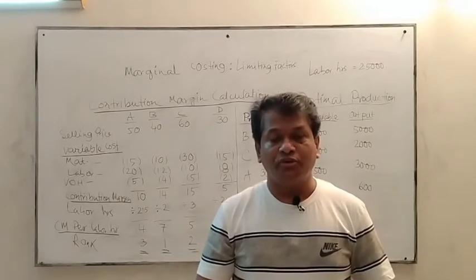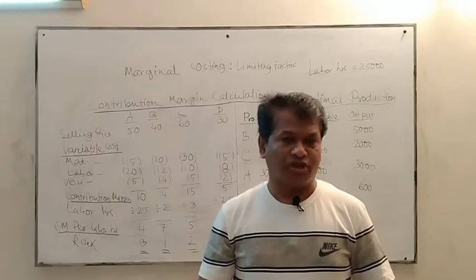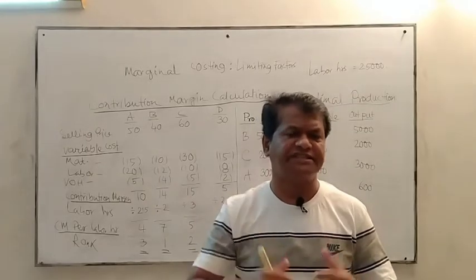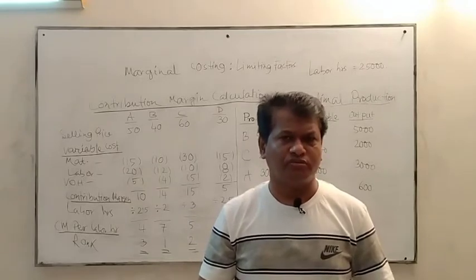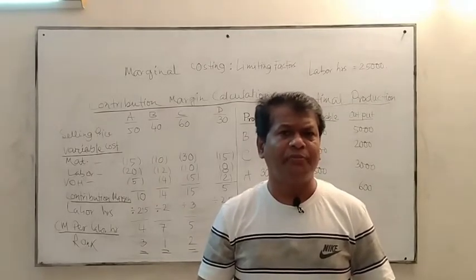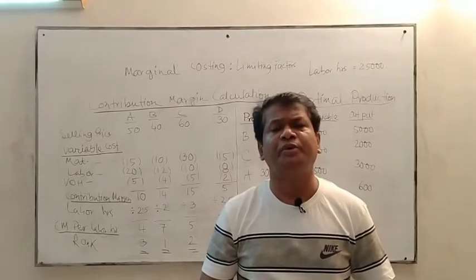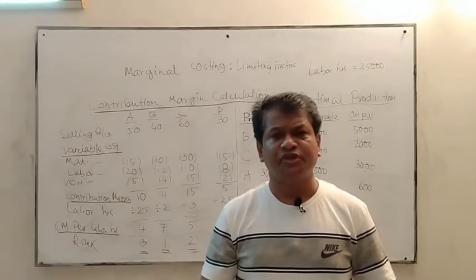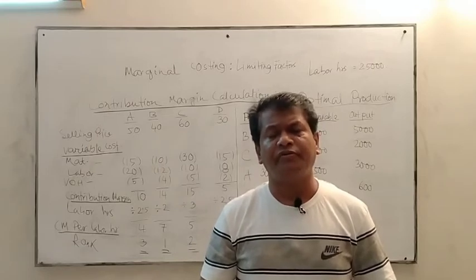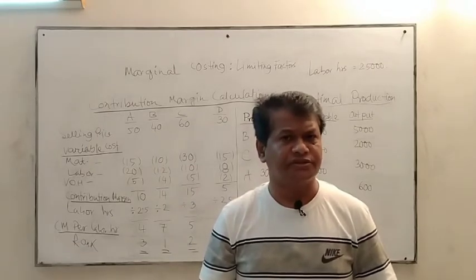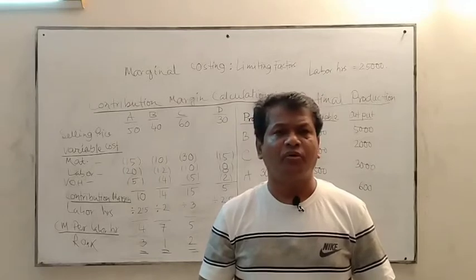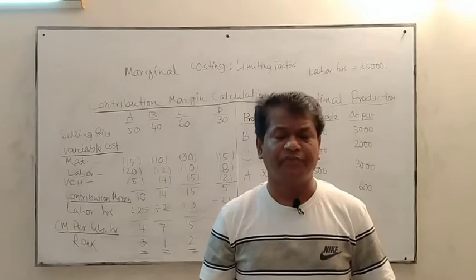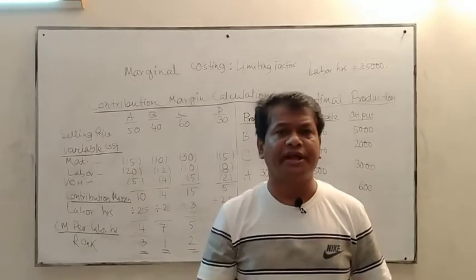So if you are going to calculate the optimal production, some steps have to be followed. First step, you have to calculate the contribution margin per unit. Second step, you have to locate where the limiting factor is working. Third, the contribution margin per limiting factor. And fourth, you have to make the rank.